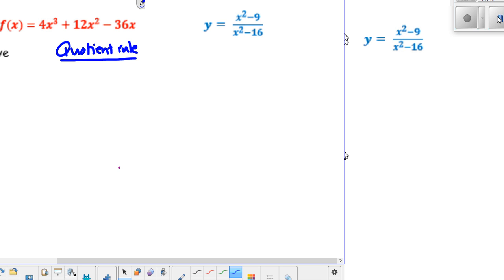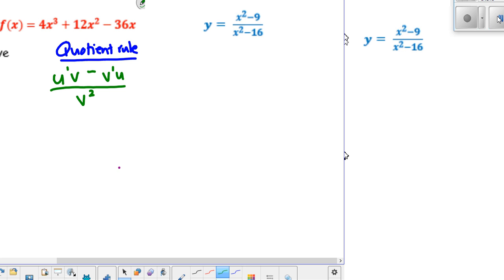U dash v plus v dash u over v squared. Really close. It starts with u dash v, plus something, isn't it? That's the product rule. Minus, good. v dash u over v squared. That's it, good. That's the quotient rule. So remember from last year, u dash v minus v dash u over v squared.